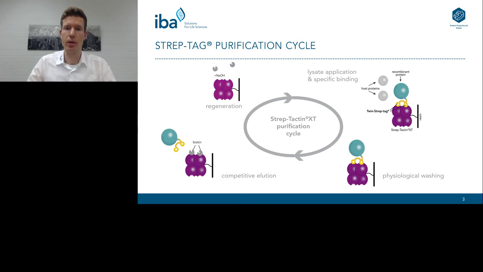Finally, you can regenerate the column by just adding NaOH and go for another purification round. And we have two purity-conferring steps in this protocol. First, the specific binding of the protein of interest using the Twin-Strep-tag, and the elution itself, because you don't change any buffer conditions, you only add biotin, and proteins that might be bound unspecifically to the resin will not co-elute with your protein of interest.